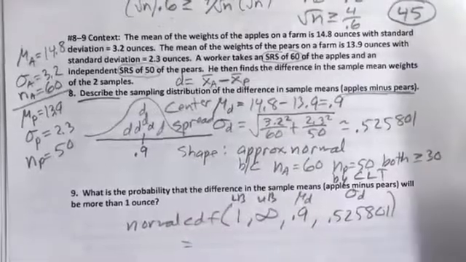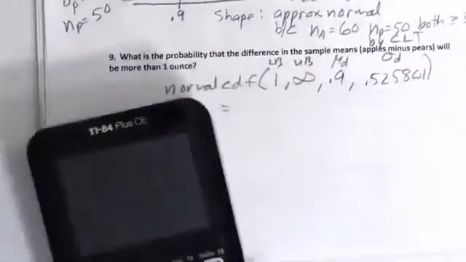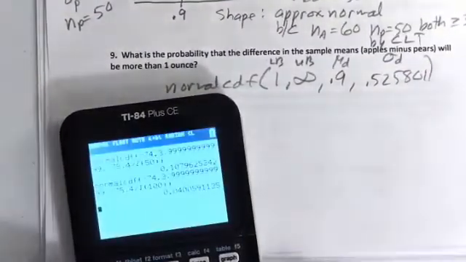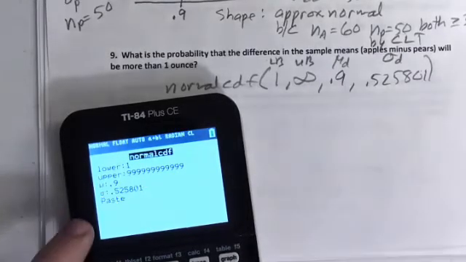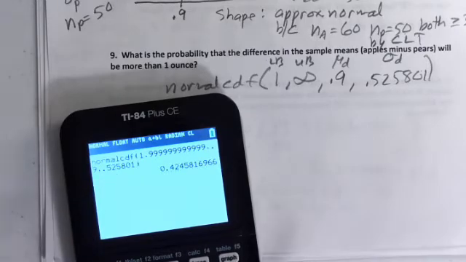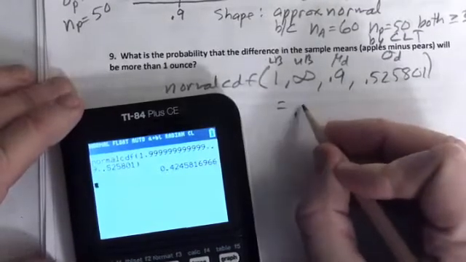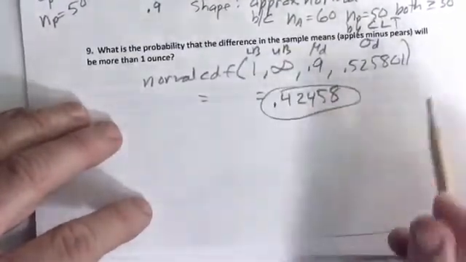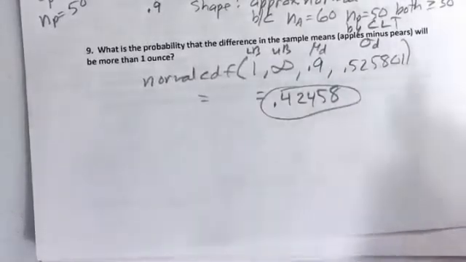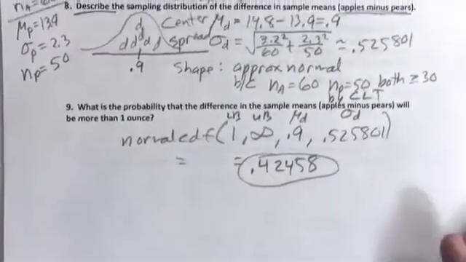So let's see what this is. We go second distribution, normal CDF, from 1 to infinity. The mean is 0.9, and the standard deviation is 0.525801. And that, as it turns out, is equal to 0.42458. It's a pretty high probability. In other words, we wouldn't be surprised for that to happen at all, because this is certainly well above 0.05.